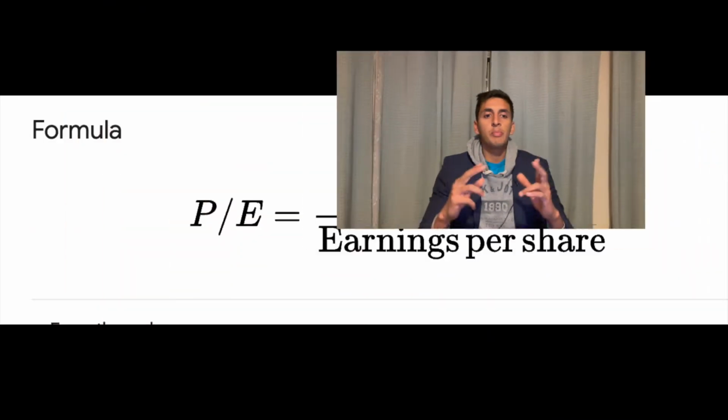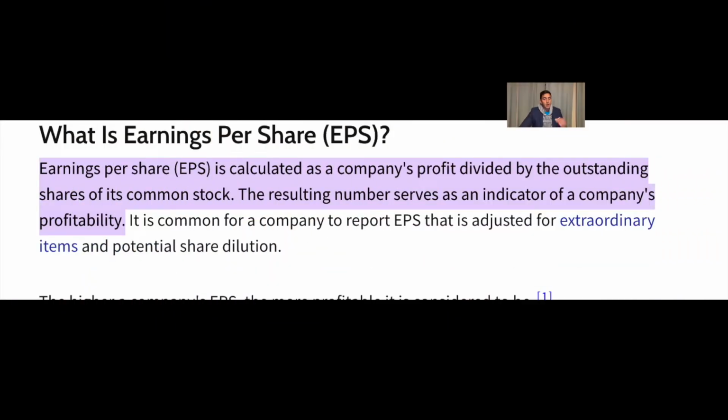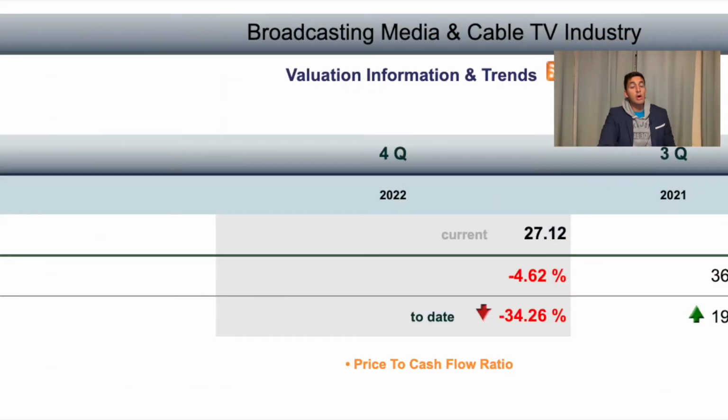And the PE ratio is a metric used by many investors to figure out whether the stock is either overvalued or undervalued in the market. To calculate the PE ratio, you divide the share price by the earnings per share. Now, what is earnings per share? To calculate the earnings per share, you simply divide the company's profit by the number of outstanding shares it has. Paramount has a PE ratio of 4.3, but if you look at the industry average for the broadcasting, media, and cable TV industry, the average PE ratio as of the fourth quarter of 2021 is 27.12. So in terms of that metric, Paramount is severely undervalued compared to its peers.